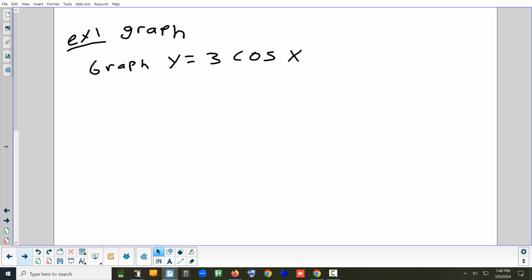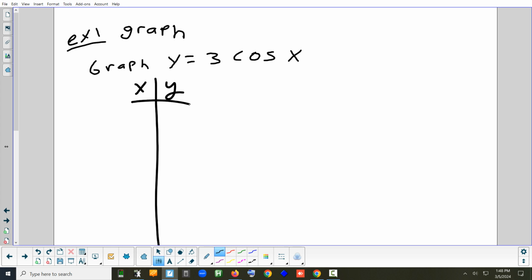All right, so let's try this one. Okay, so y equals 3 cosine x. First thing we've got to figure out is what kind of transformation it is, because now we know two of them. When you have a number multiplied in front, what kind of transformation is it? Vertical stretch or shrink. Yeah, it's going to vertically stretch or shrink it, changing the amplitude.